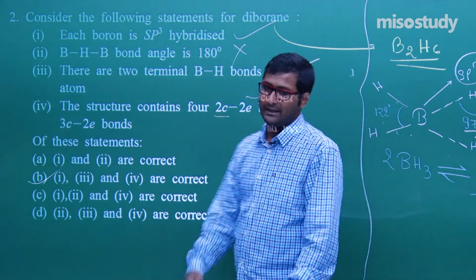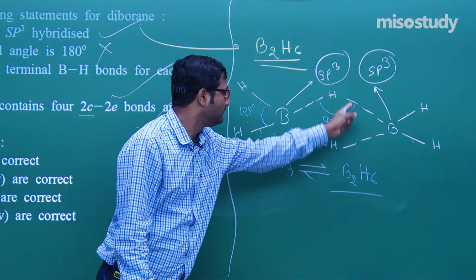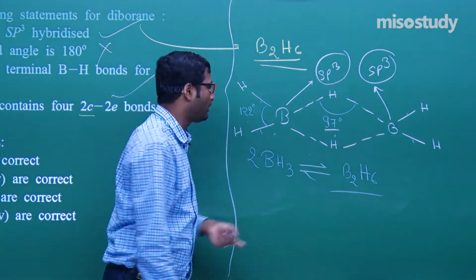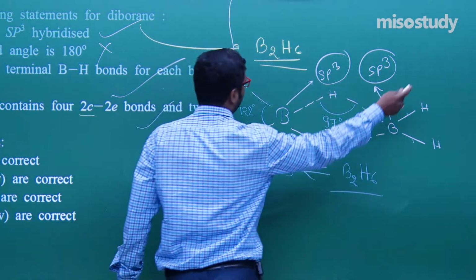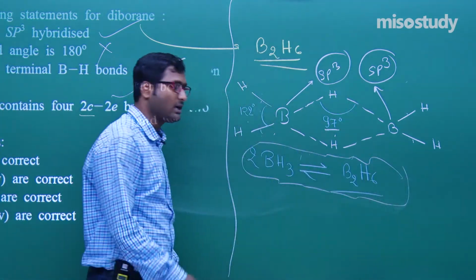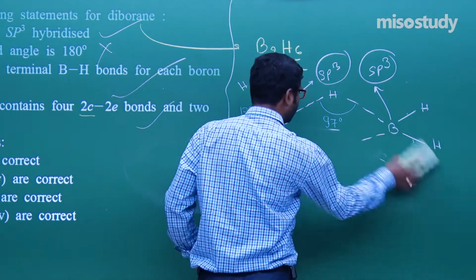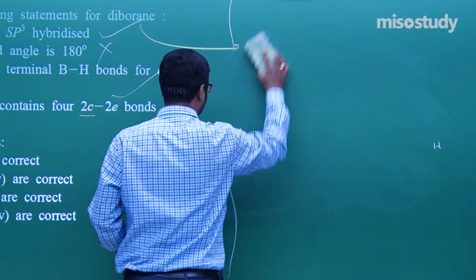Clear to you? Again I am telling, observe the structure. This is bridging, that is a bridge bond. One part here BH3 and one part another BH3. Dimerization takes place because these are electron deficient compounds and form B2H6. Clear, friend? Now I am going to rub this part and we'll discuss the next part of the question. Wait for a moment.